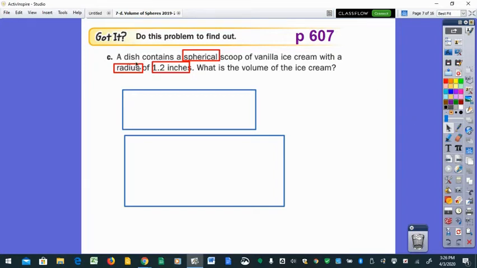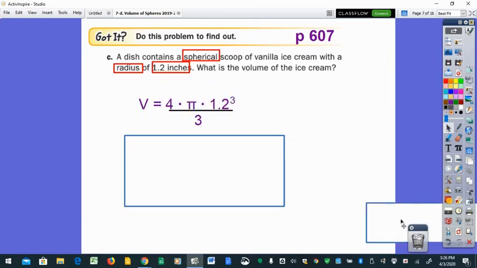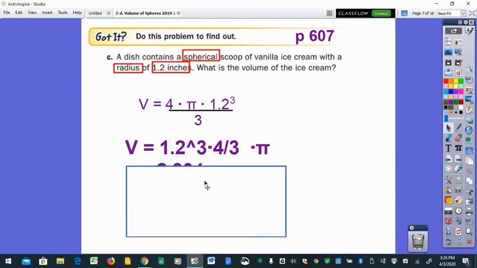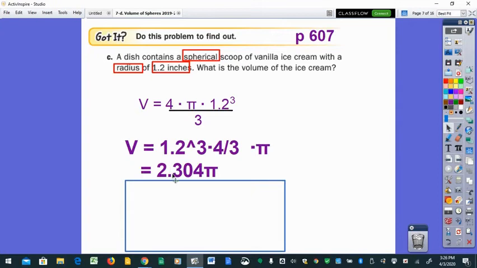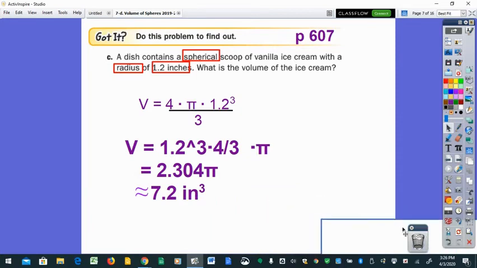Okay, they gave us a radius that makes us happy. So our volume is 4/3 times pi times that radius of 1.2 to the third power. In the calculator, 1.2 cubed times 4, divided by 3, and hit enter, and you will see 2.304. Now multiply it by pi, and it's about 7.2 inches cubed. Don't forget your units, and don't forget your exponent.